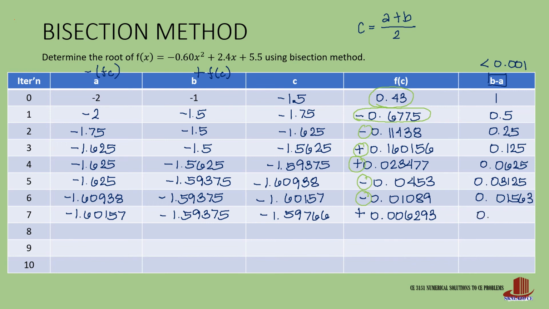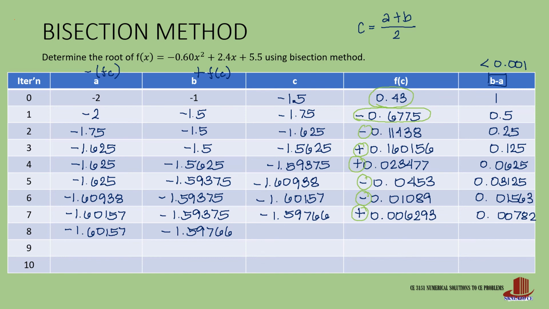B take away A would be taken as 0.00782, very near 0.001. This is a positive, so we have to maintain 1.60157, but change our upper limit into 1.59766.